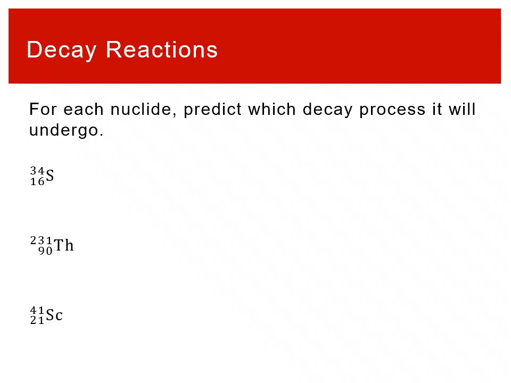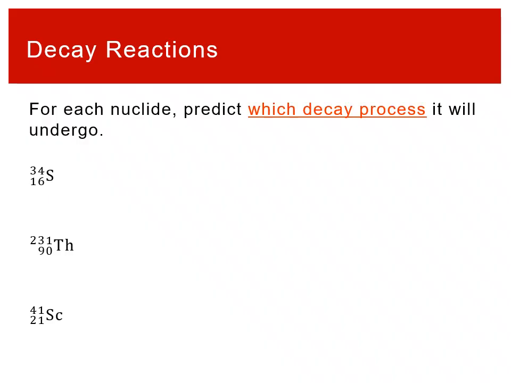All right, so what we want to be able to do then is be given a nuclide and predict which decay process it will undergo, because that will actually allow us to predict what it's going to turn into, which is interesting from a chemical perspective, right? If I start with, say, sulfur 34, what's it going to turn into?